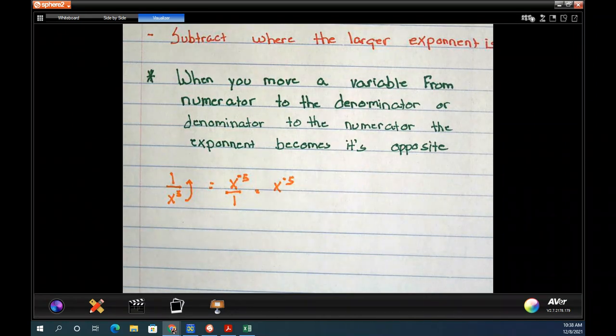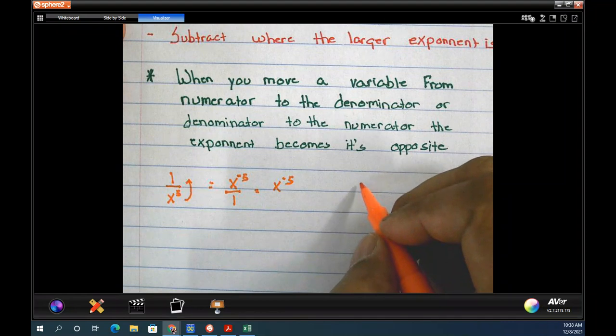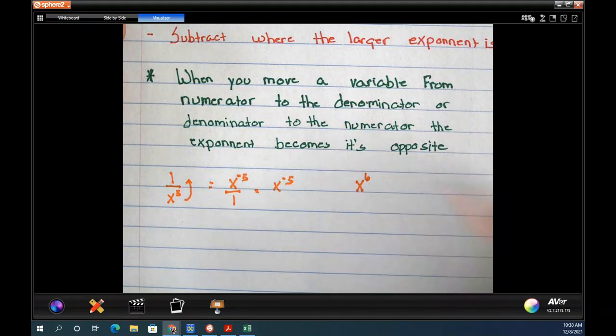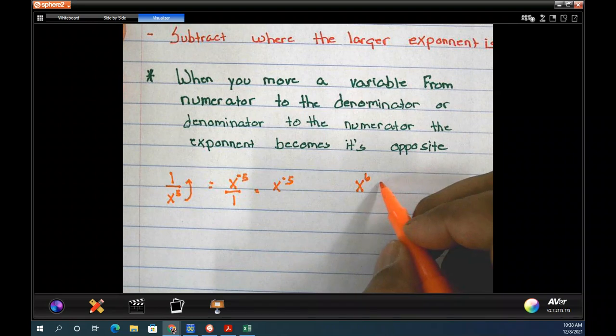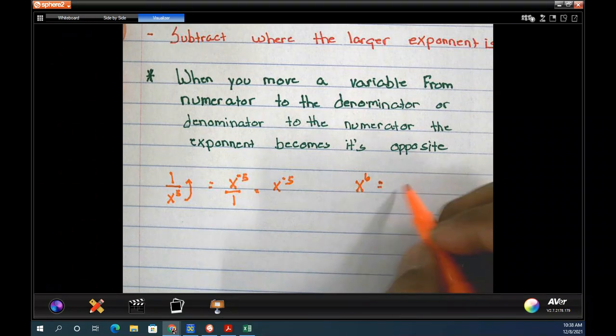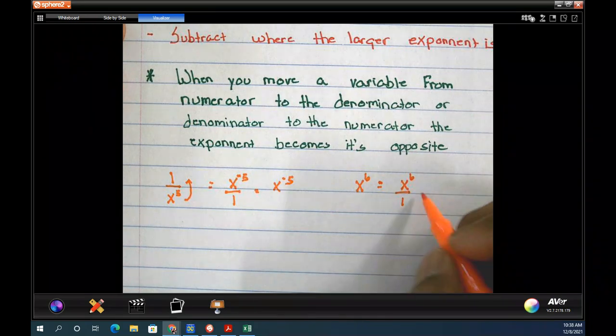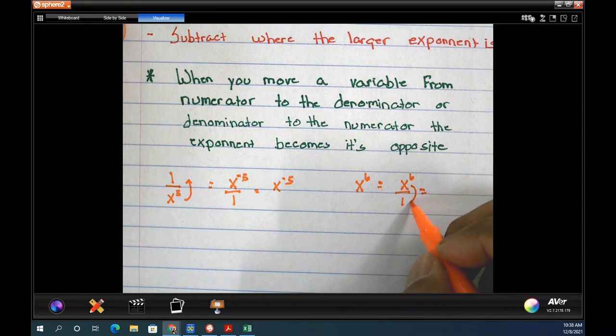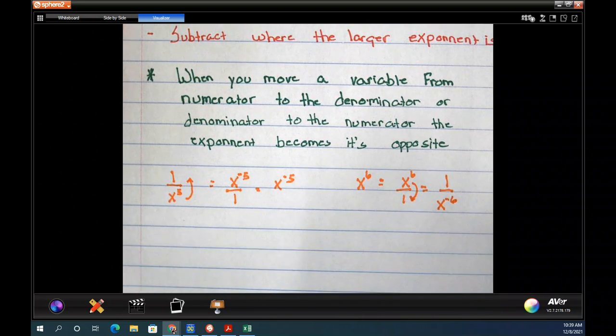It's the same thing if I had x to the 6th. Okay? That's nothing more than x to the 6th over 1. Remember, anything over 1 is itself. So if I move this to the denominator, it becomes 1 over x to the negative 6. So when you move them, that's why we say we subtract. So you can move them, but here's the key.